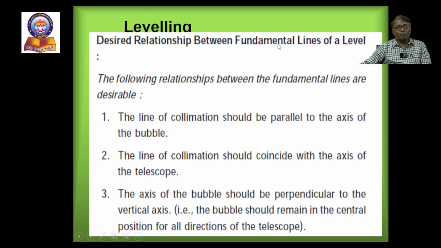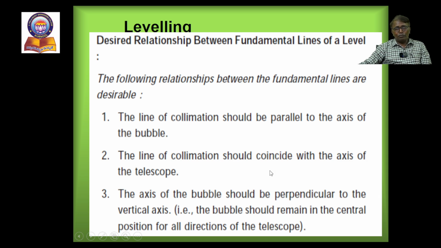Desired relationship between fundamental lines of a level. If these relationships fail, then we cannot obtain the correct readings. So these relationships should be maintained. The line of collimation should be parallel to the axis of bubble.